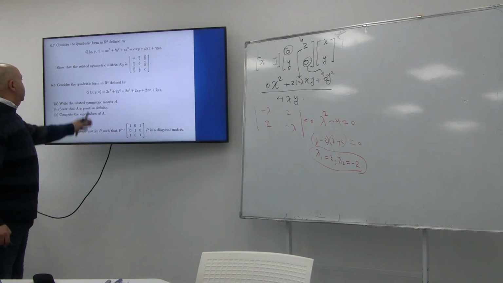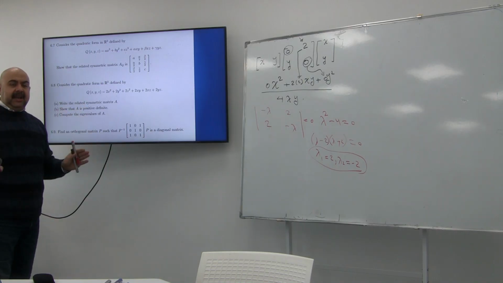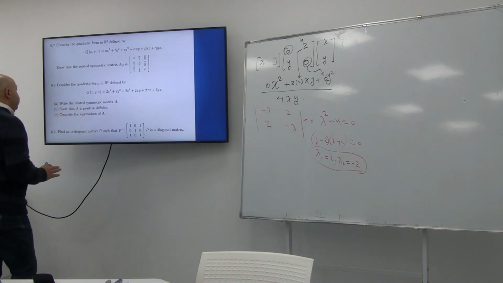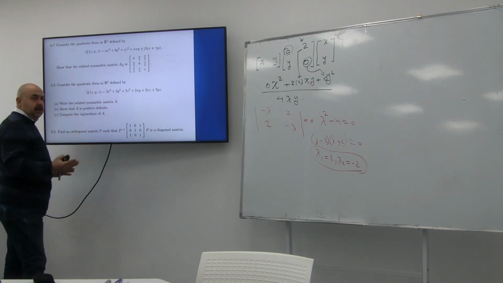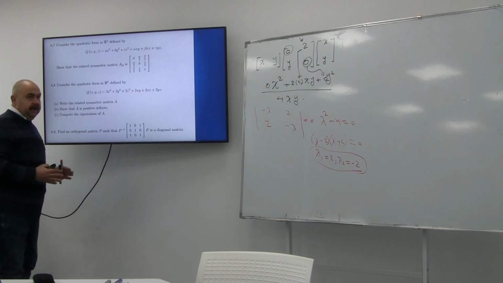These problems are also exactly the same steps. Now that you have the quadratic form, you can also regain your matrix in a similar manner.